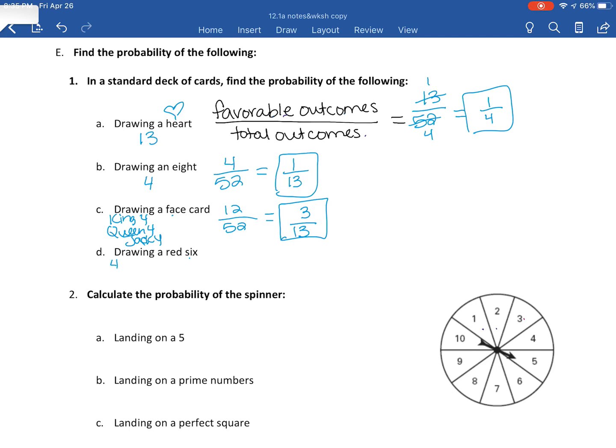Well, there are 4 6s in a deck of cards, but 2 of them are black and 2 of them are red. So that means that the 2 favorable outcomes are the 6 of hearts and 6 of diamonds out of 52 total options, so the probability of drawing a red 6 is 1/26.